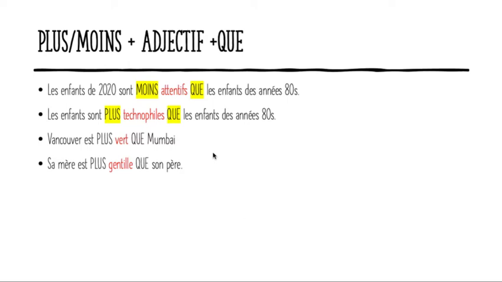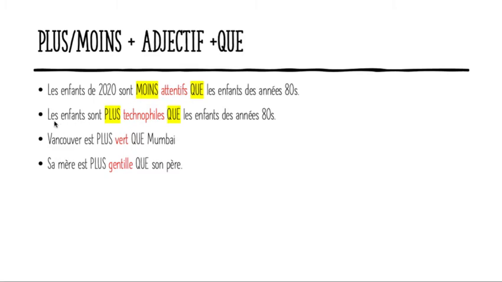Now, if you want to compare adjectives, right? If I wanted to say that I'm more happy than, or in English you would say, I am happier than person X, right? So happy is an adjective. So let's take a look at some examples. Les enfants de 2020 sont moins attentifs que les enfants des années 80. So what are you comparing? Kids of 2020 to kids of the 80s. So here I'm saying the kids of 2020 are less attentive than the kids of the 80s, right? Again, what am I comparing? The fact that they are less attentive.